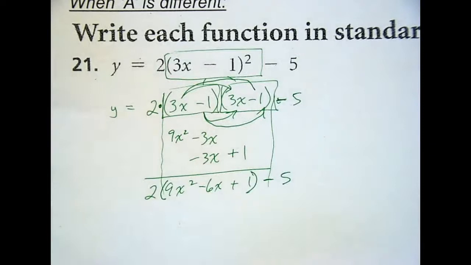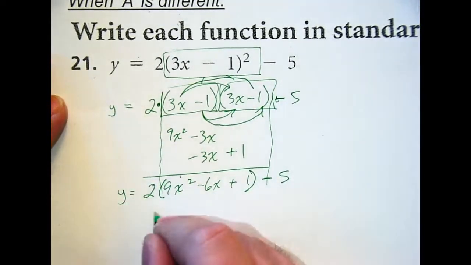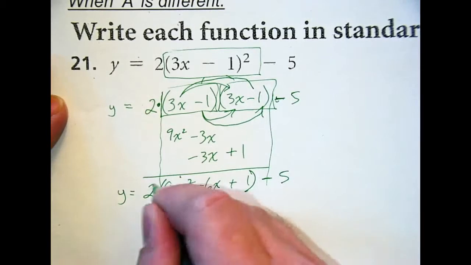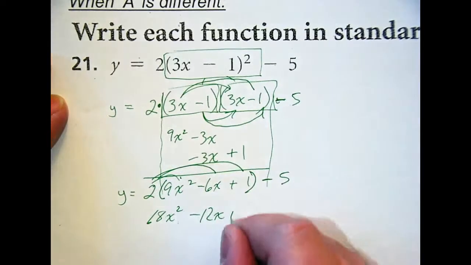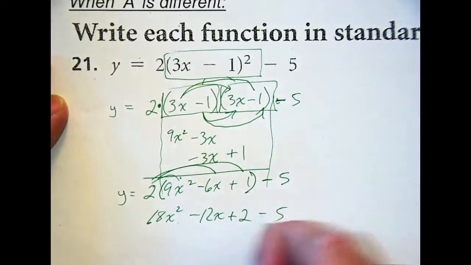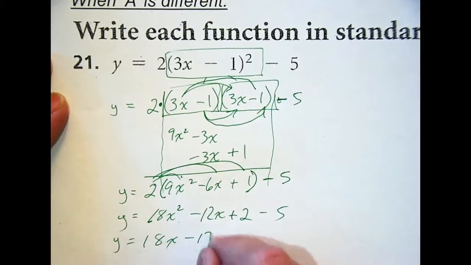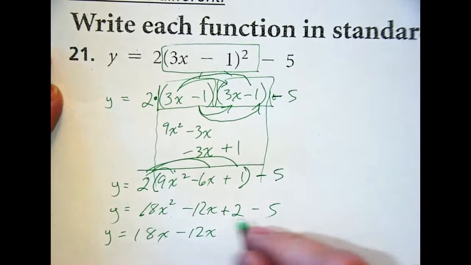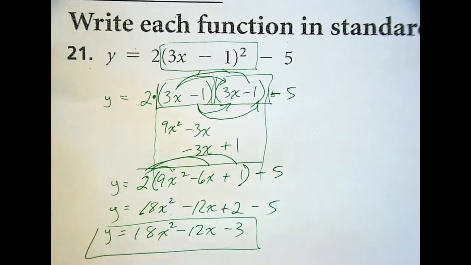Any questions on that? It's still y equals. So now 2 times 9x squared is 18x squared. 2 times negative 6x is negative 12x. And 2 times positive 1 is 2. Minus 5. So y equals 18x squared minus 12x minus 3. Anyone get it? How many know where you made your mistake or got stuck? Key piece. Now that we have that, any questions on it?